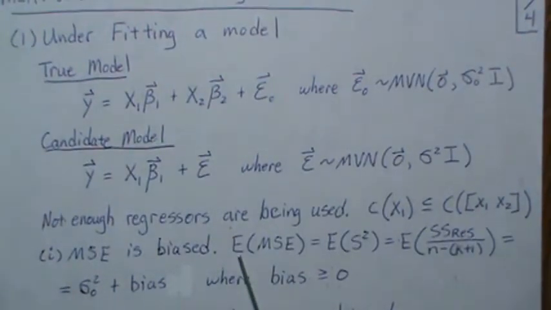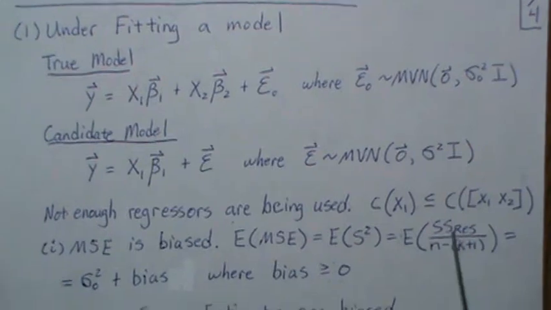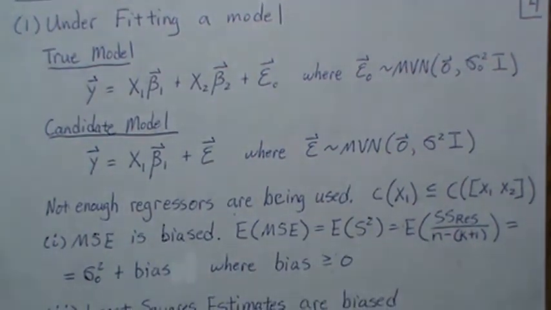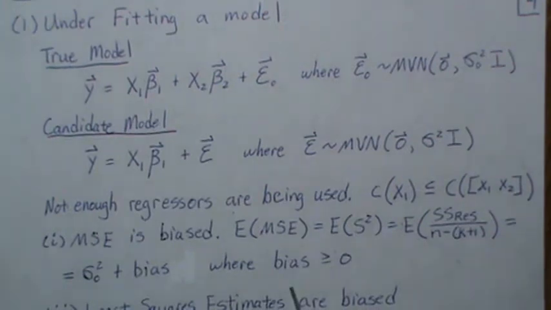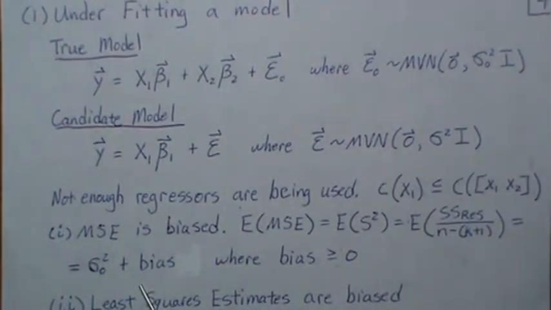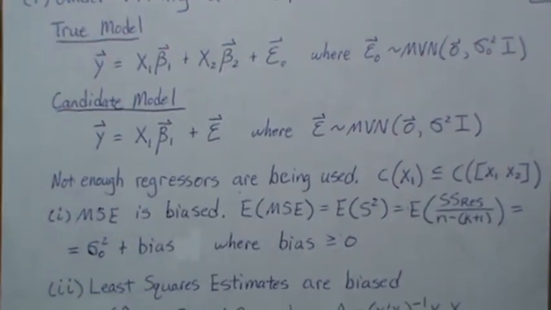So if we look at its expected value, which notationally we just call S squared, which is the sum of squares residual over n minus k plus 1, this is a biased estimate. And it's actually biased upwards. It's larger than what it really should be. So that's one of the consequences of underfitting a model. And this upward bias makes our confidence intervals wider. It makes the hypothesis tests tend to be not as significant. So that's one of the consequences of underfitting.